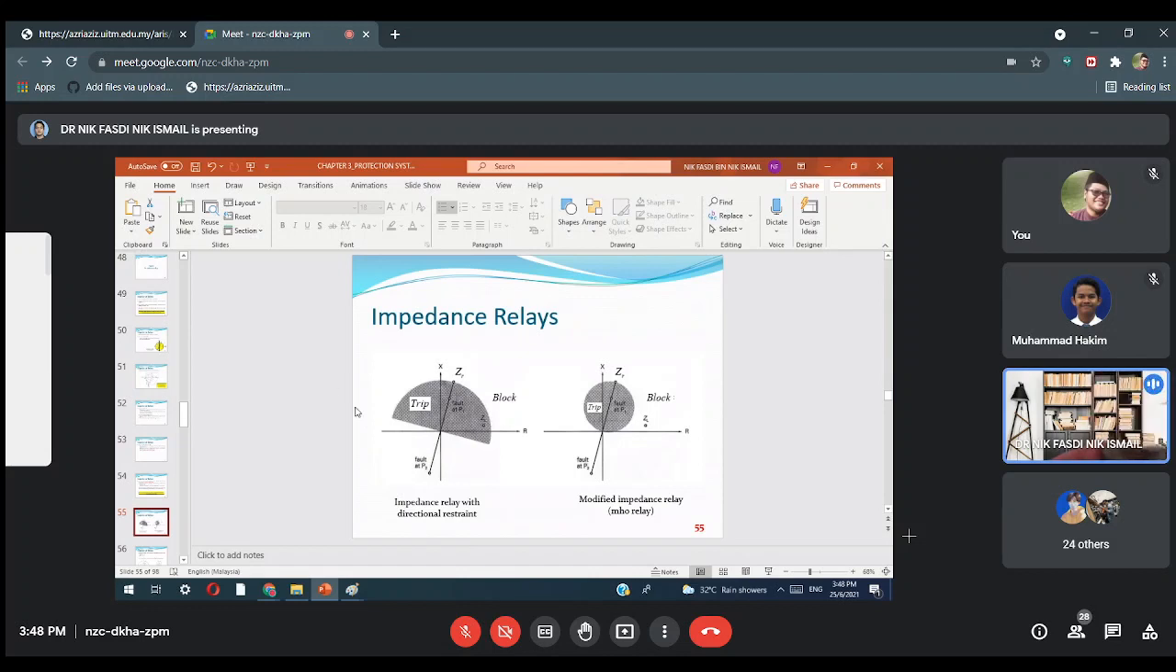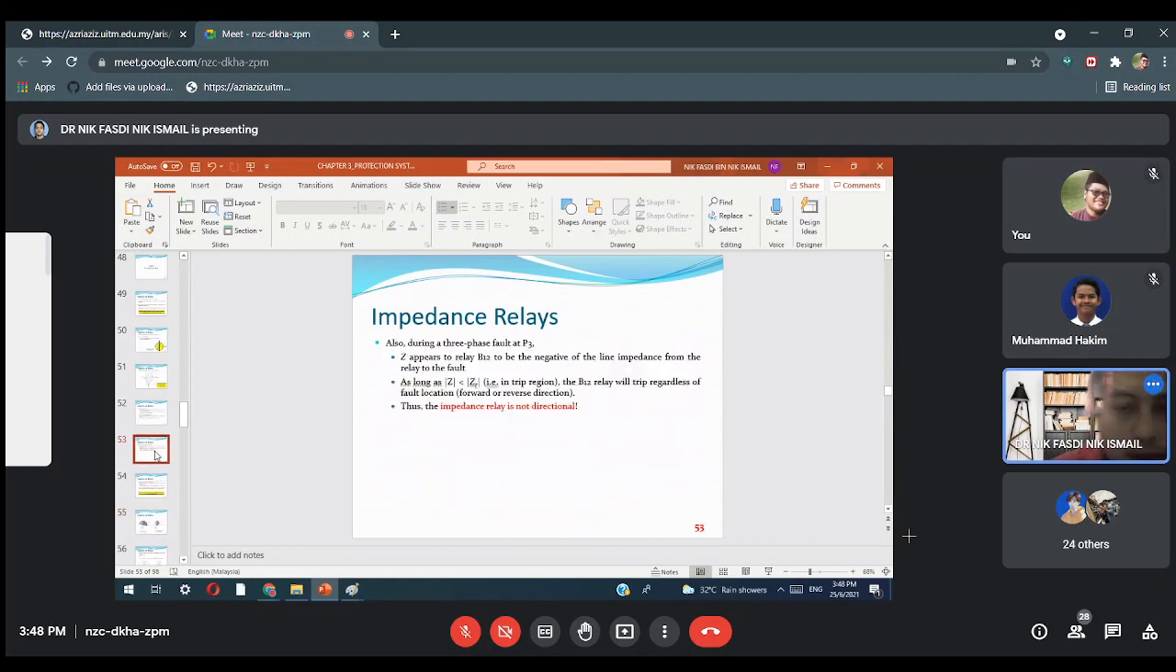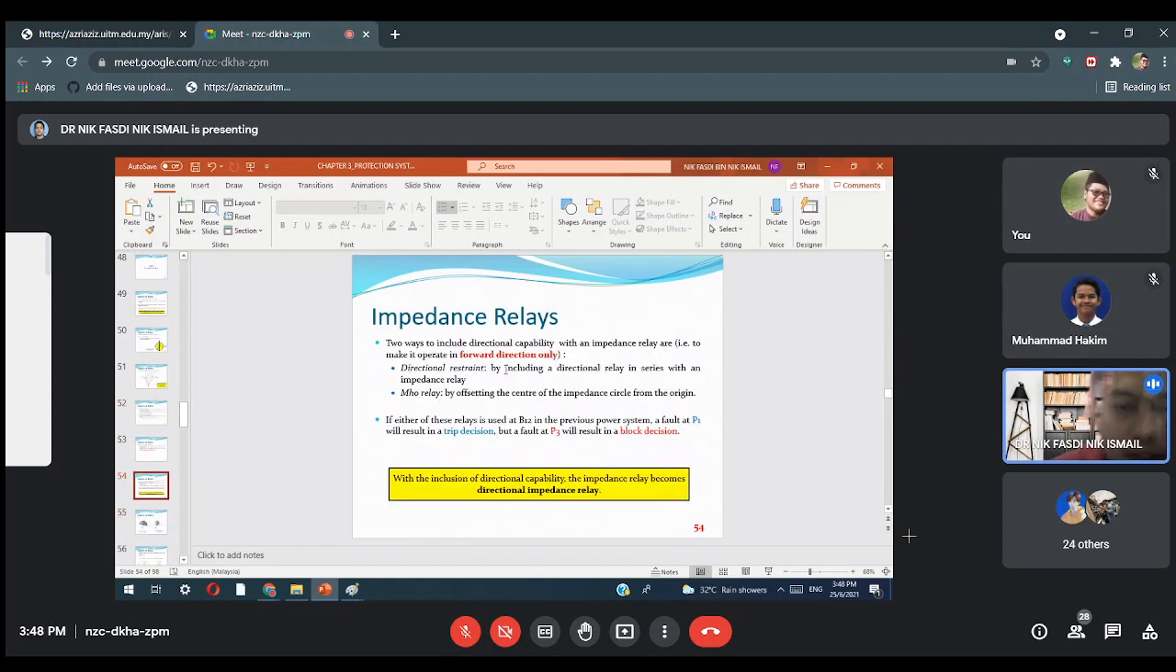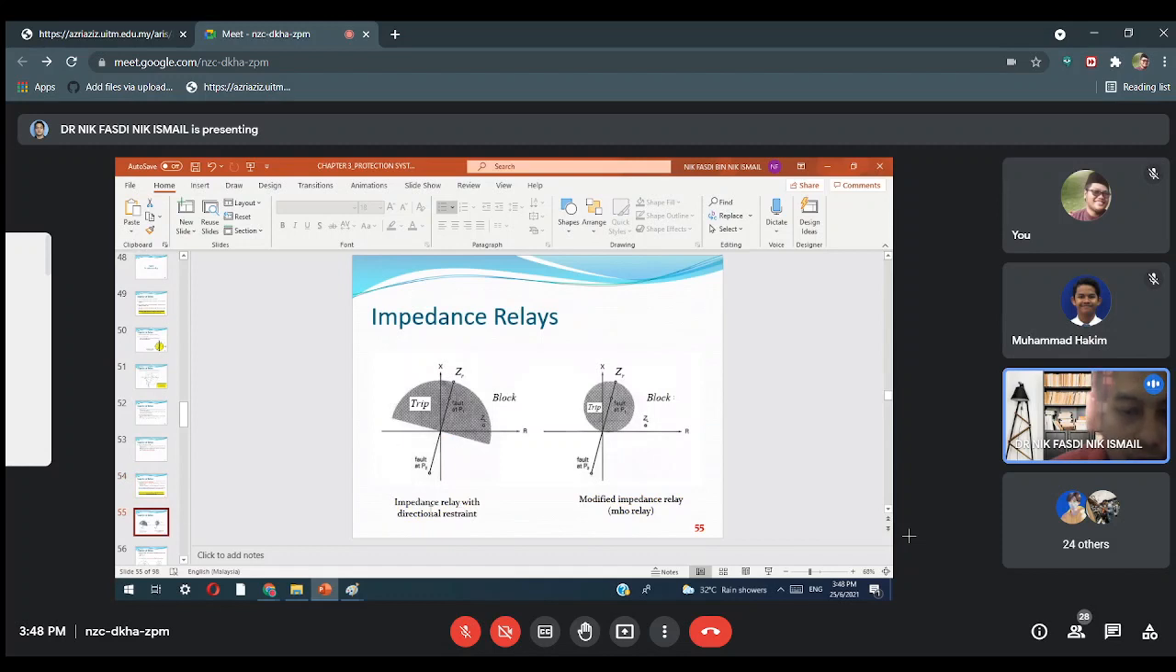Alright. So, impedance relay with directional restraint. This is the first one: directional restraint by including a directional relay in series with an impedance relay. Here is the diagram to show the impedance relay combined with the directional relay.